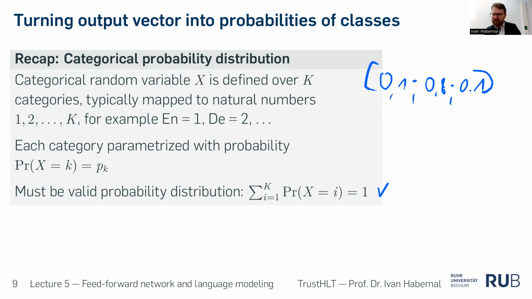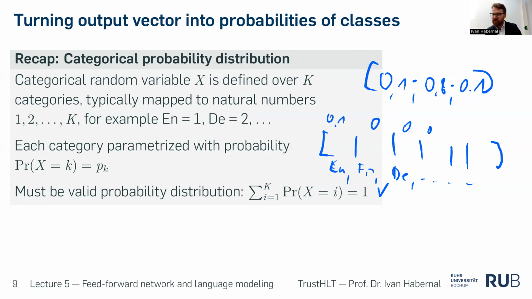So if we have, for example, 6 classes, so again, English, French, German, and so on, we could have the same vector of numbers, and then the probability distribution over these classes could be like, I don't know, 0.1, maybe 0, 0, 0.8, 0, 0.1. I hope it sums up to 1. Yes, it does. So this is a probability distribution over our categories. Okay? Any questions?